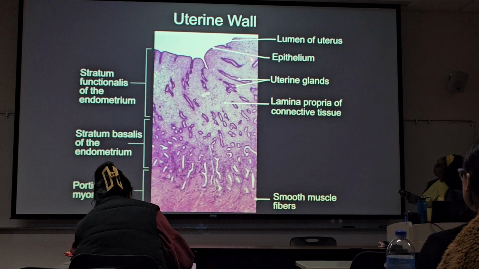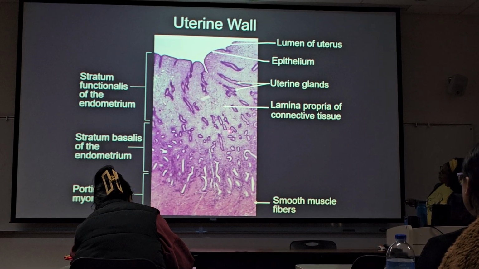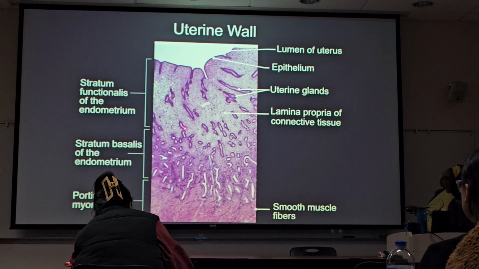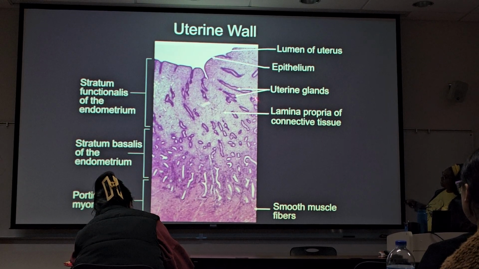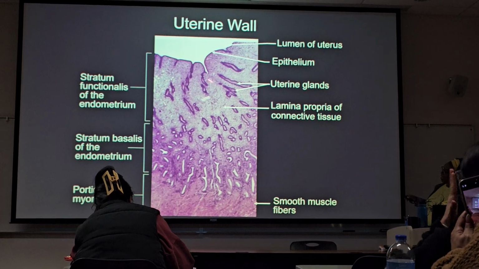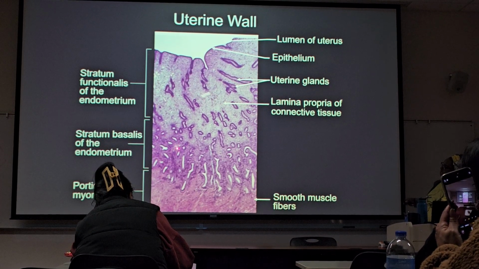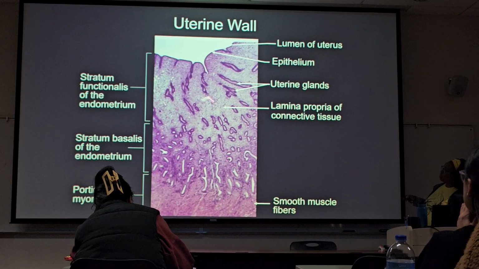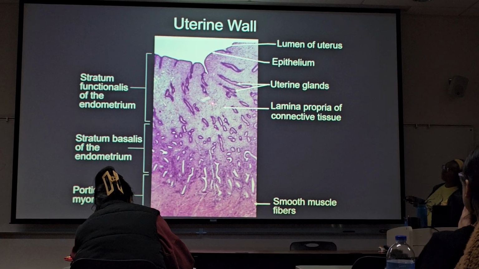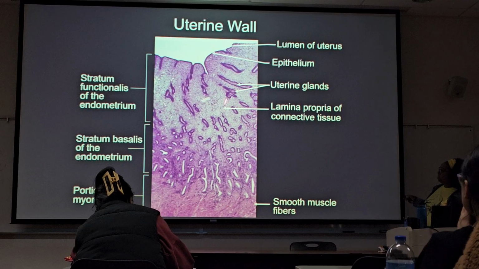The endometrium. And this is the stratum functionalis of the endometrium. This is the layer that will be shed. The stratum basalis of the endometrium will give rise to a new stratum functionalis once it's been shed.